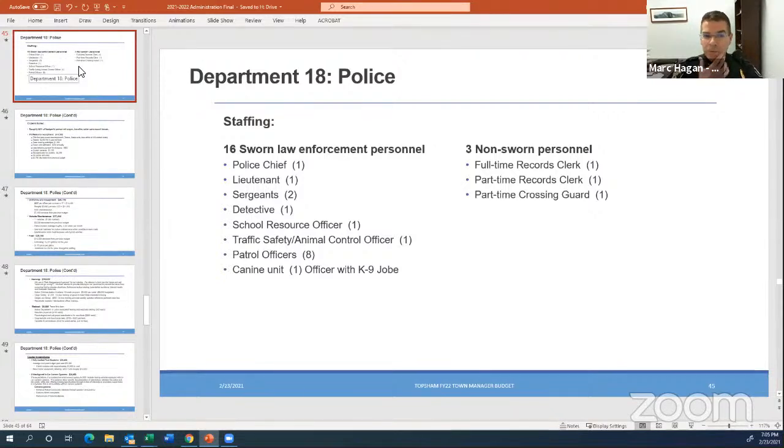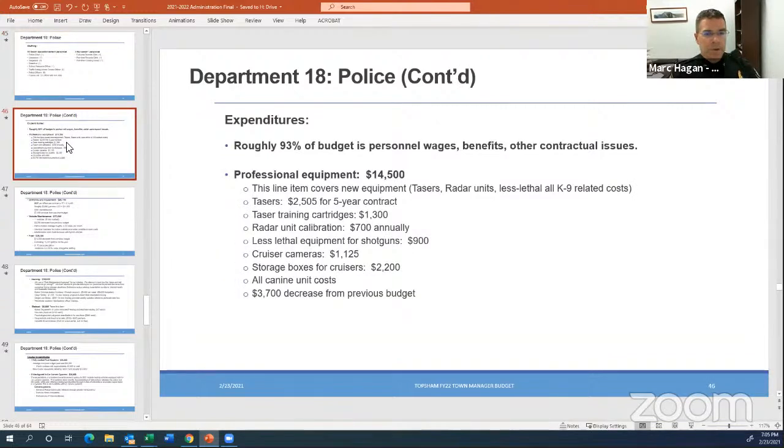with just a brief coverage of our staffing. Nothing new. If you've all been on the board for a while, then this is what you're used to seeing here. We have 16 sworn staff and 3 non-sworn personnel, which includes a full-time records clerk and a part-time records clerk, as well as a part-time crossing guard. And unless anybody has any questions, Derek, we could go forward.